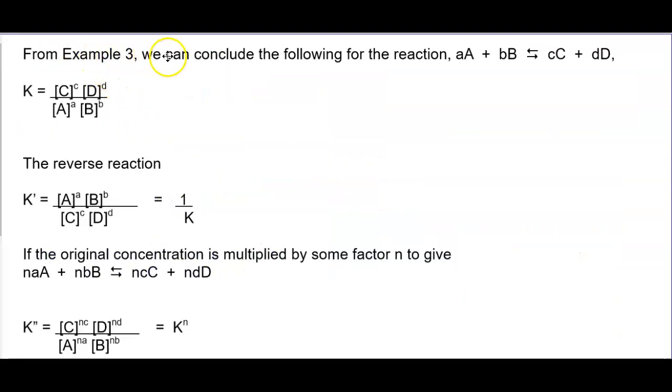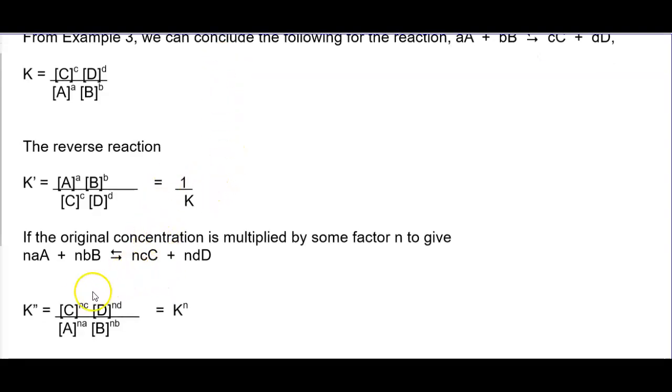All right, from example 3, we can come up with some conclusions and some rules. This is the generic expression. If I reverse the reaction, remember we talked about A and B being reverse of each other reaction-wise, then I'm going to take the reciprocal of the original K, or whatever K I know. If I multiply the reaction by some n factor, then I'm going to take the K value for the one I multiplied and raise it to that power. Those are some rules of equilibrium constants.